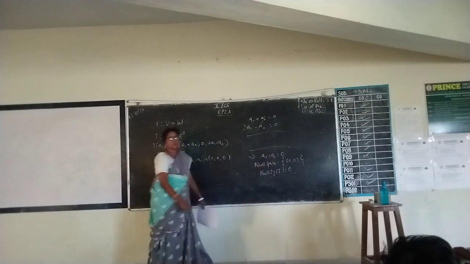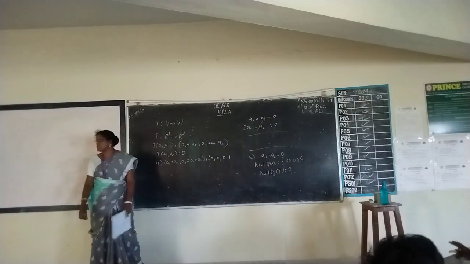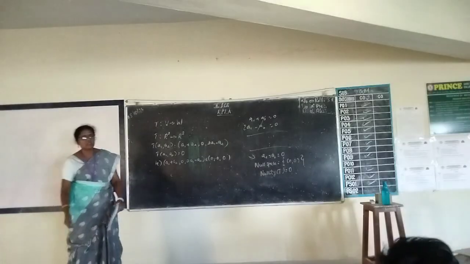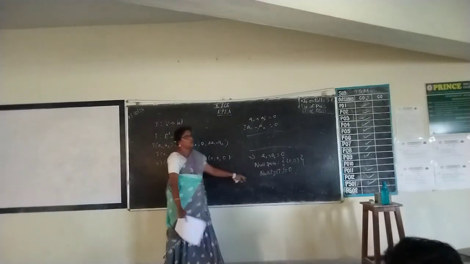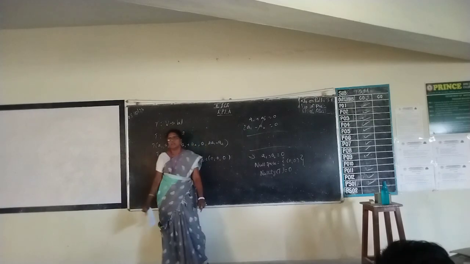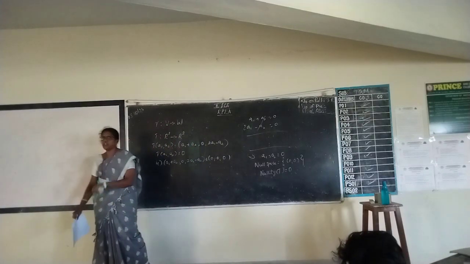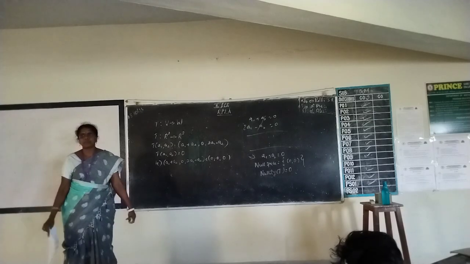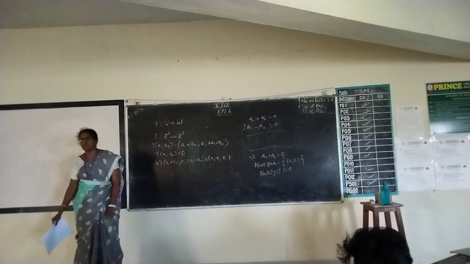So one part is open. Nullity is 0. So it is 1, 1 or 2? 1. So right? Since nullity of T equal to 0, T is 1, 1.